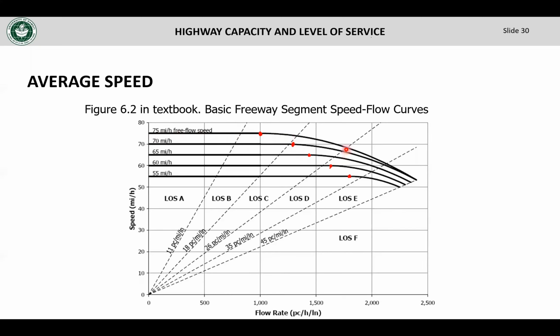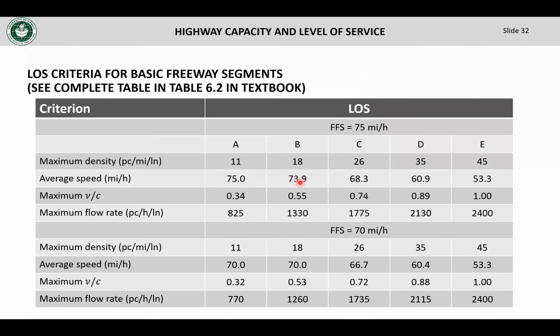For level of service C is this value, what you find in that table. It corresponds to this flow rate, and a speed that is slightly less than 70 miles per hour, and so on. You get the speed for this value and the speed for that value, and so on. So those are the values that you see here. You see 73.9, 68.3, 60.9, and 53. So that's defined by the curve that corresponds to 75 miles per hour.